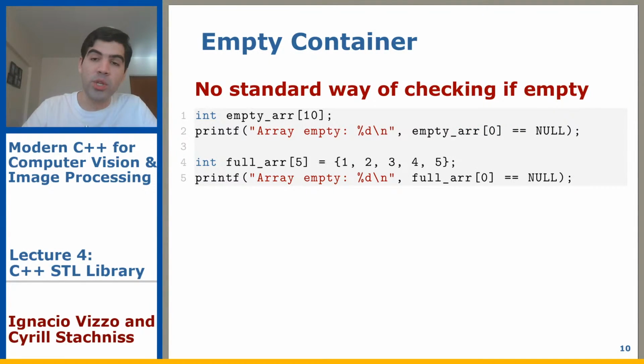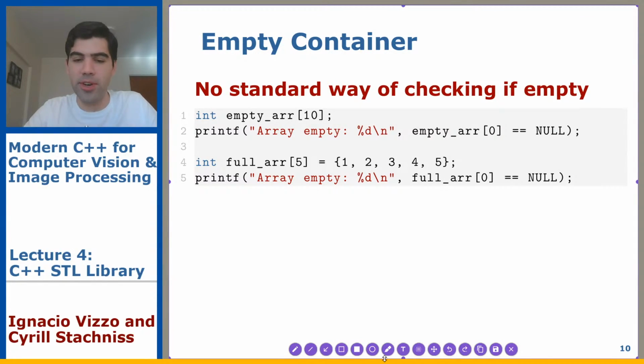Moving forward, how do we check if a C array is empty? There is no really standard way of checking it. One thing you can do is compare, for example, whether all the elements are equal to null.